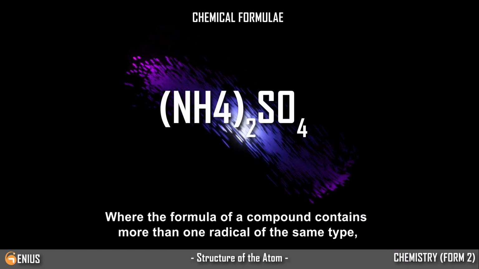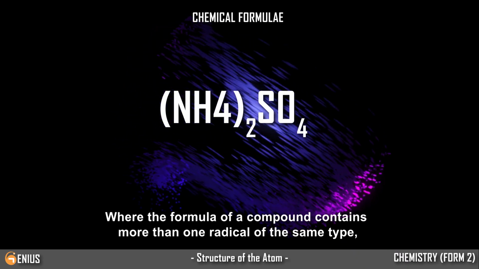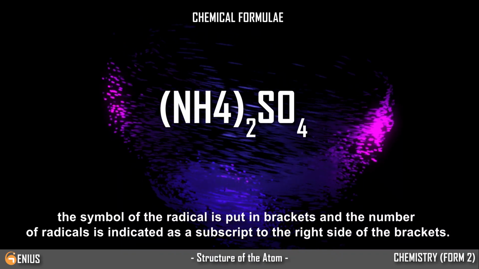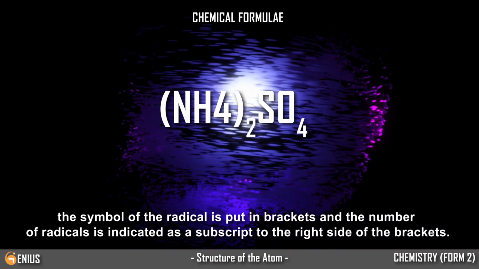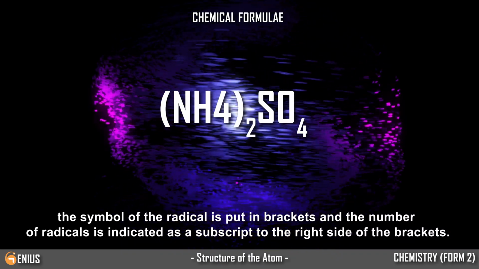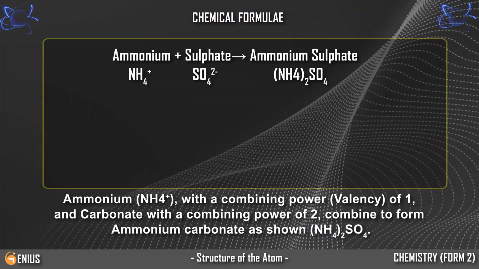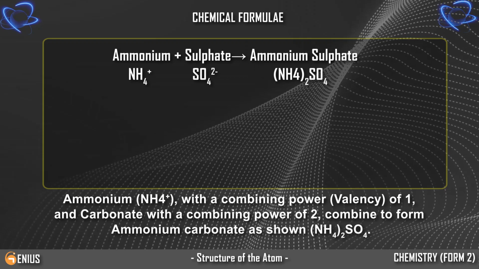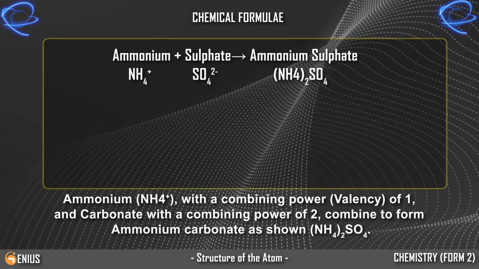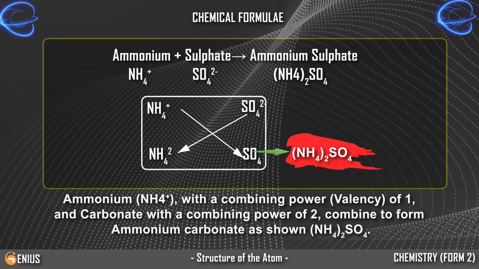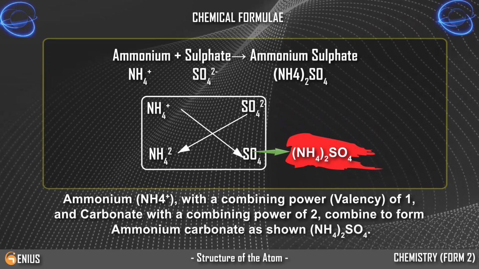Where the formula of a compound contains more than one radical of the same type, the symbol of the radical is put in brackets and the number of radicals is indicated as a subscript to the right side of the brackets. Ammonium, with a combining power, valency, of 1, and sulfate with a combining power of 2, combine to form ammonium sulfate with a chemical formula (NH4)2SO4.